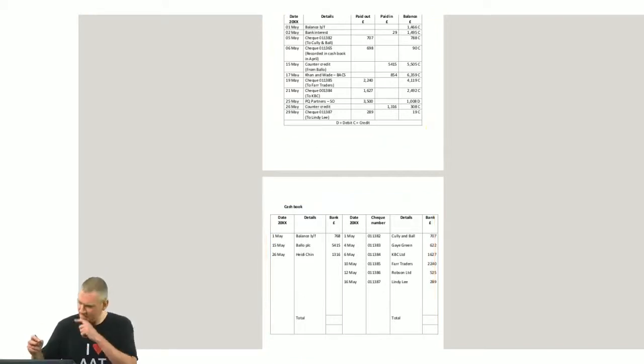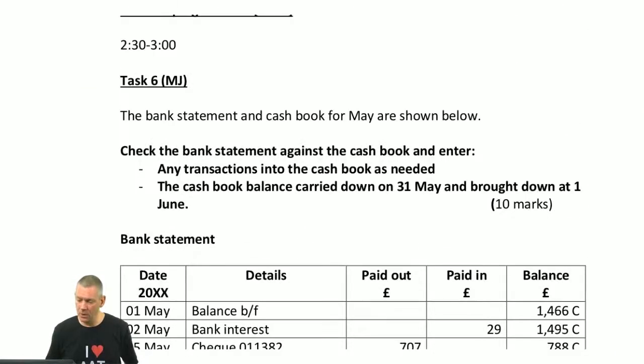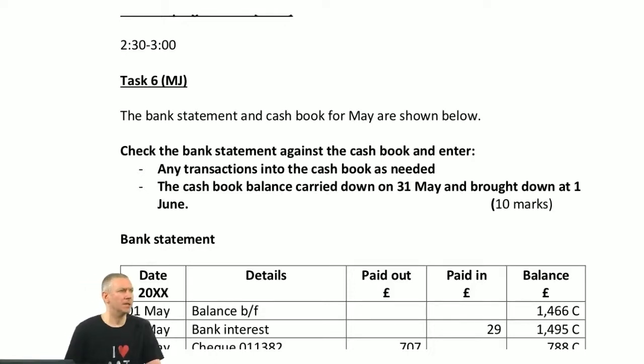Anyway, I seem to have gone ahead of myself because I haven't actually read the requirement. So let's get back into the question and read the requirement. So here we go. The bank statement and cash book for May are shown below. Tick the bank statement against the cash book, and enter any transactions into the cash book as needed.